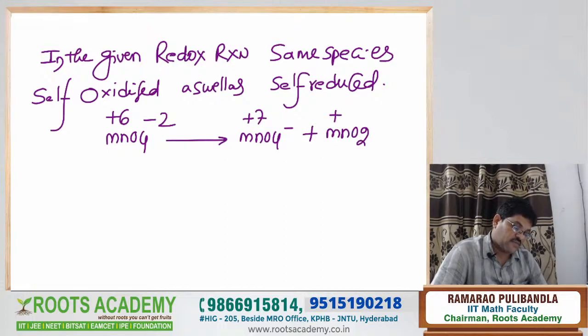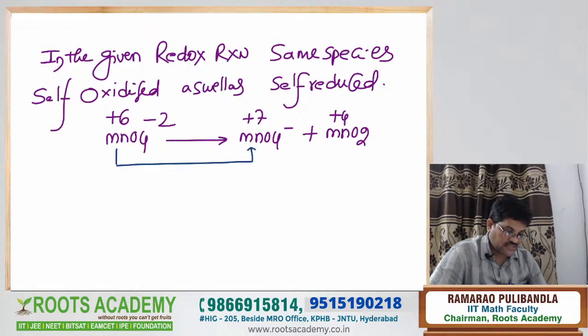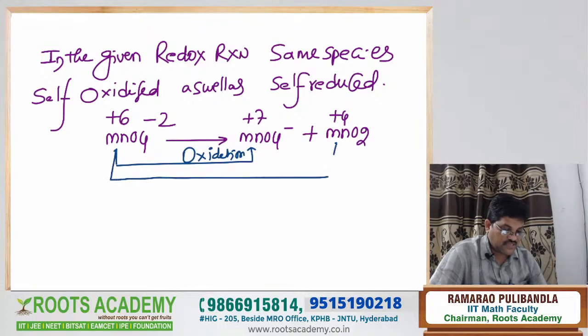MnO2 and in the plus 4 state. Example of disproportional reaction. Now see, plus 6 changes to plus 7 is called what? Oxidation. And same plus 6 becomes plus 4 is called reduction. Simple logic, no confusion.